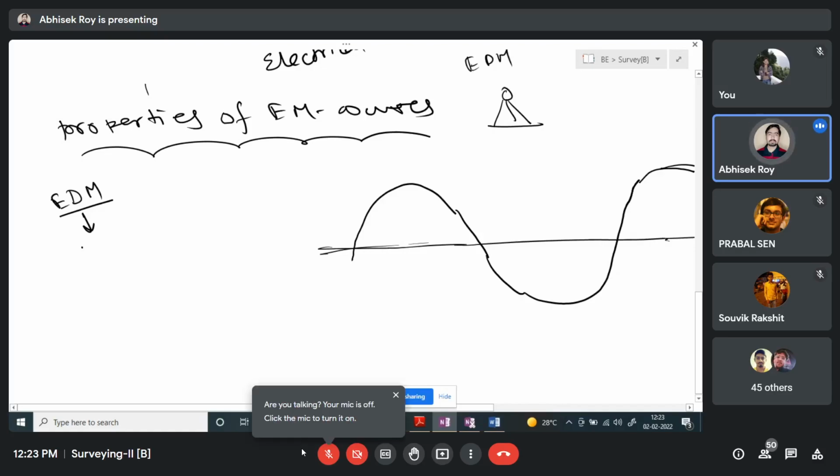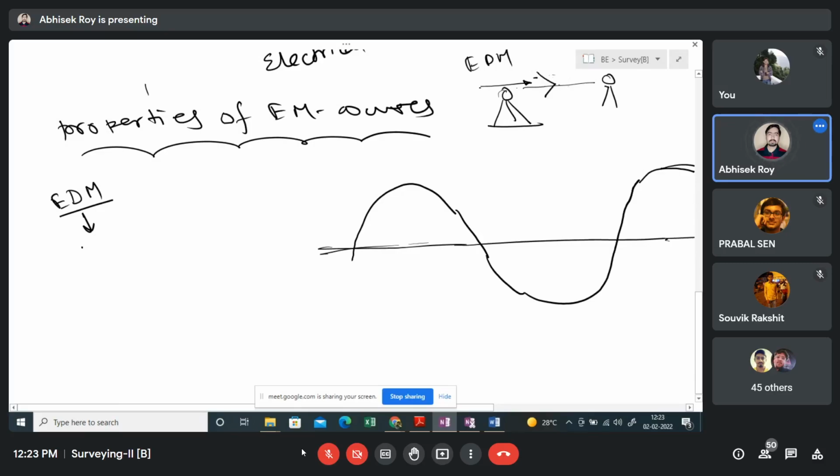If you want to measure the distance, one point will generate the electromagnetic waves, and then it will go, and one receiver can be there. By calculating the time difference and multiplying it by the speed of the electromagnetic wave, we can calculate the distance, right? So basically it depends on the principle of electromagnetic waves. Is it clear?